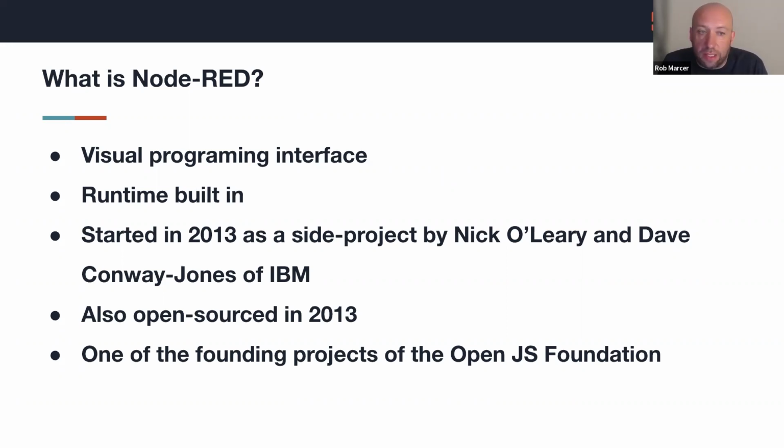Node-RED was started in 2013 by one of my colleagues, Nick O'Leary, and another gentleman called Dave Conway-Jones, who were both working at IBM at the time. IBM very quickly realized and supported that it'd be great to make Node-RED an open source project. So that happened the same year. Then Node-RED really started to benefit from contributions from the community to the direction of its development. Node-RED is also one of the founding projects of the OpenJS Foundation, which was founded in 2016.